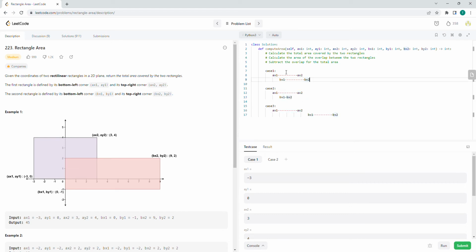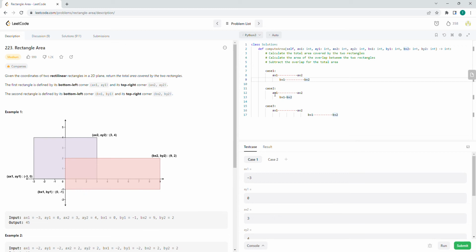So in case 1, we have just basically a hang overlap. So therefore, A's X and B's X are overlapping, but there is a bit of A and a bit of B left over. So therefore, it's kind of like this overlap right here, right? Where there's a bit of A and there's a bit of B.